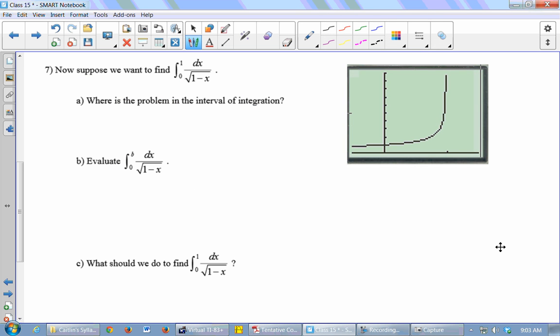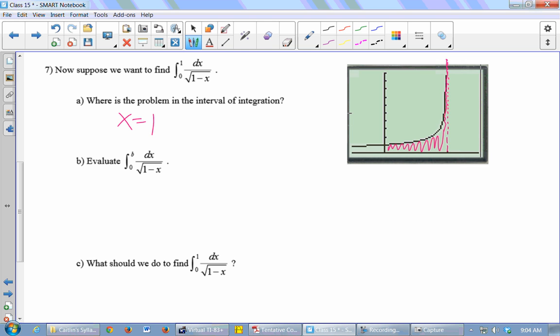So I'm looking for the area from 0 to 1, but at 1, I have this vertical asymptote. So I'm looking for all this area. And no matter how close I get to 1, there's still going to be a teeny little bit more area, a teeny little bit of space between my curve and the asymptote. They never touch. So my problem is at x equals 1.